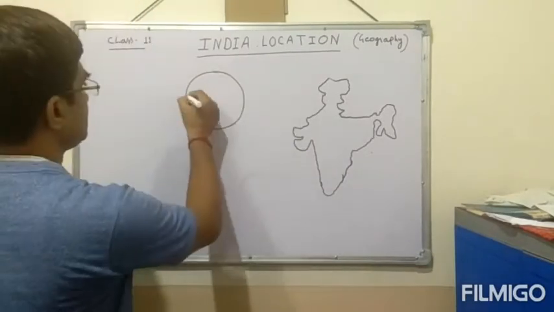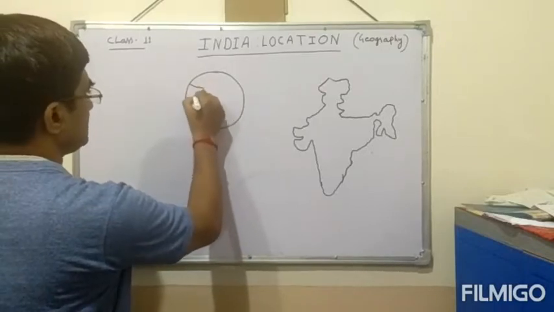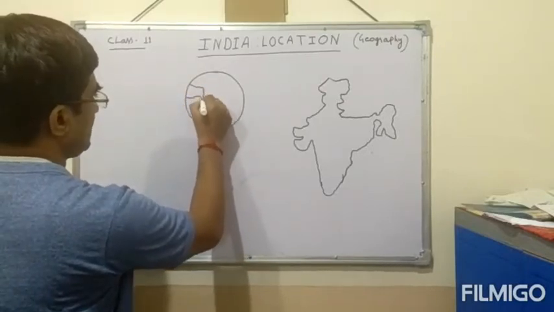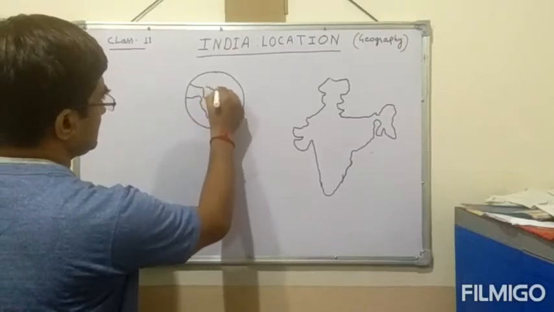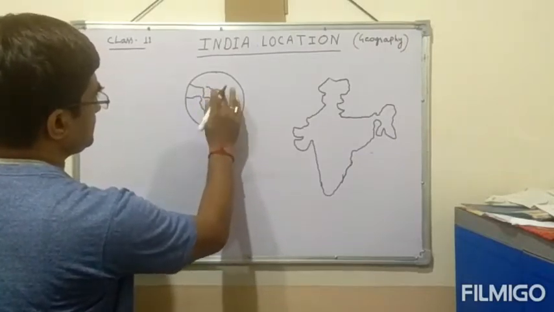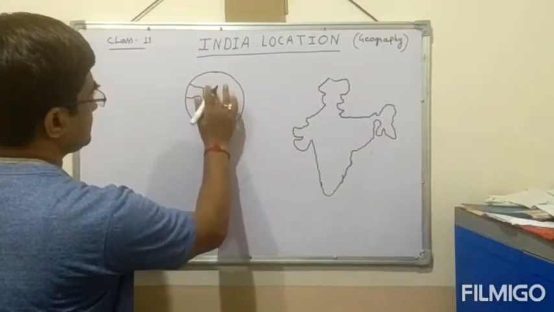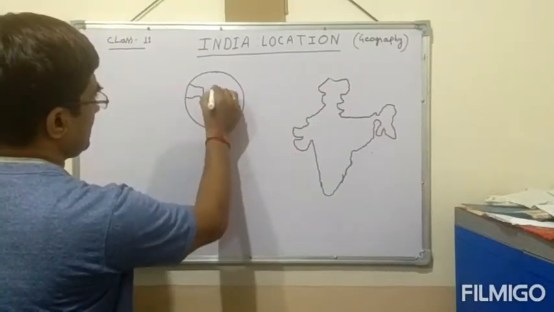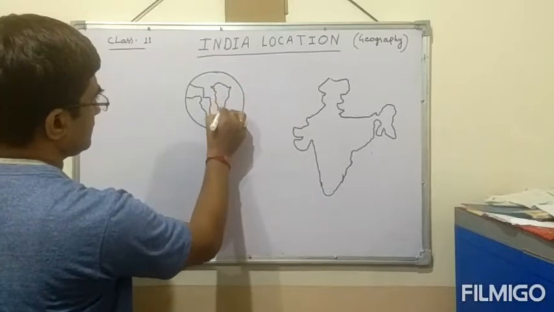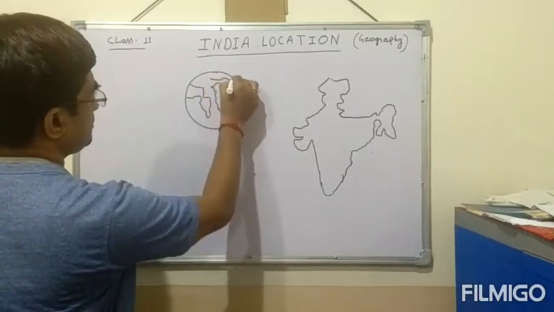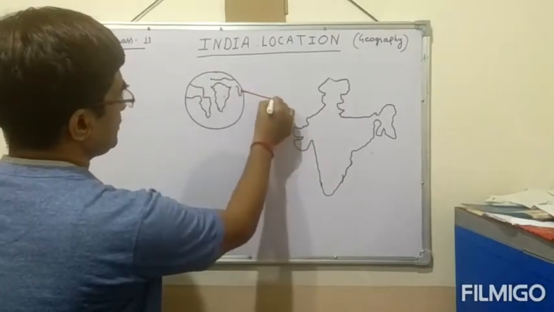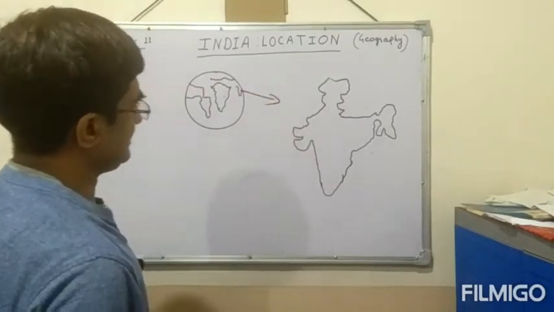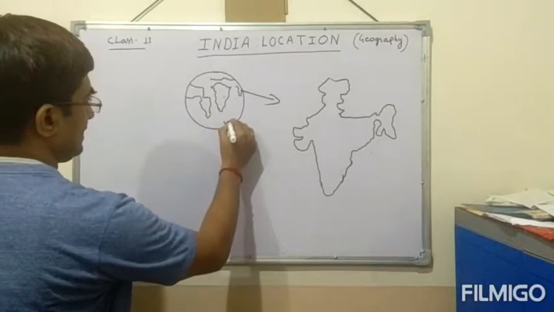map of the world. This is North America, this is South America, this is Europe, this is Africa, and this is Europe, and this is India. So we will zoom in on India. So this is India, and this is Australia.